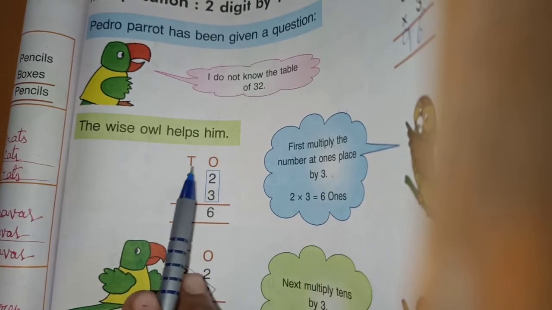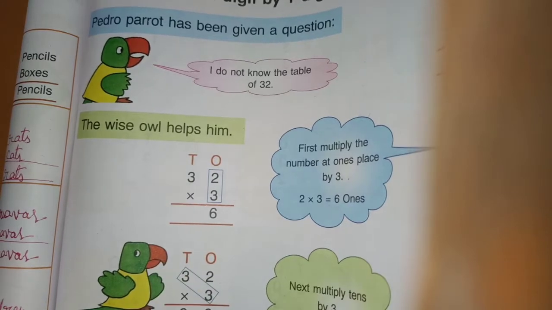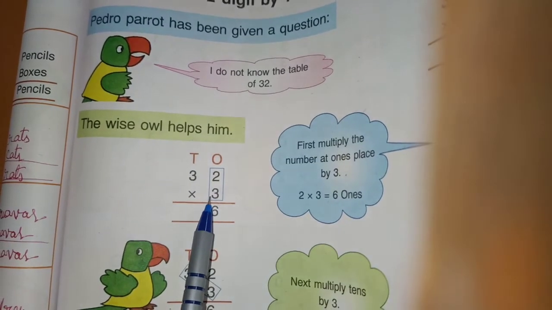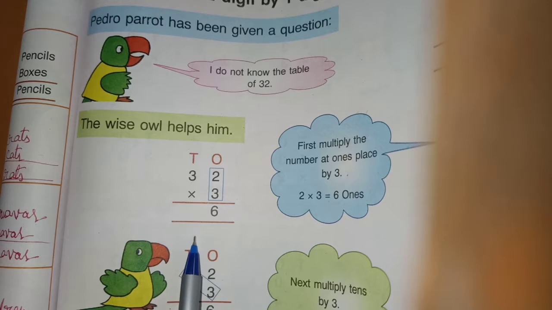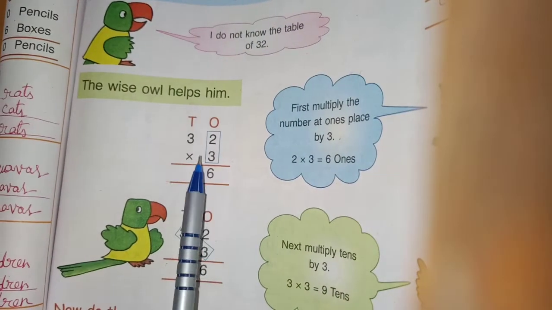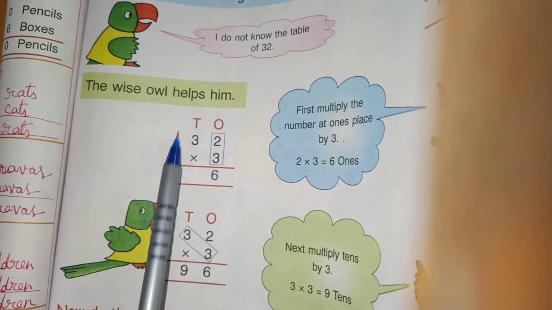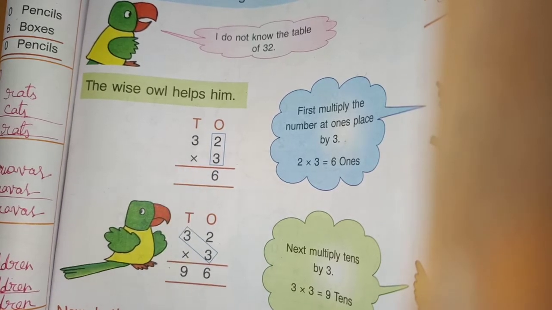The ones and tens we will arrange here. 2 is in the ones place and 3 is in the tens place. And we will multiply by 3. The ones place digit's answer will come in ones and the tens place digit's answer will come in tens. Okay. If there is a carry in ones, it will go to the tens place, and together with the tens place it will add and be written here.